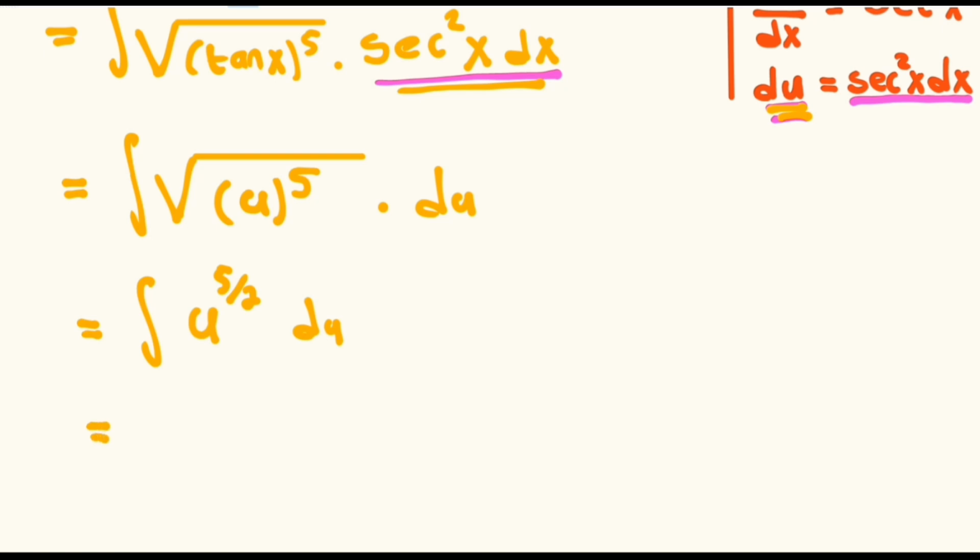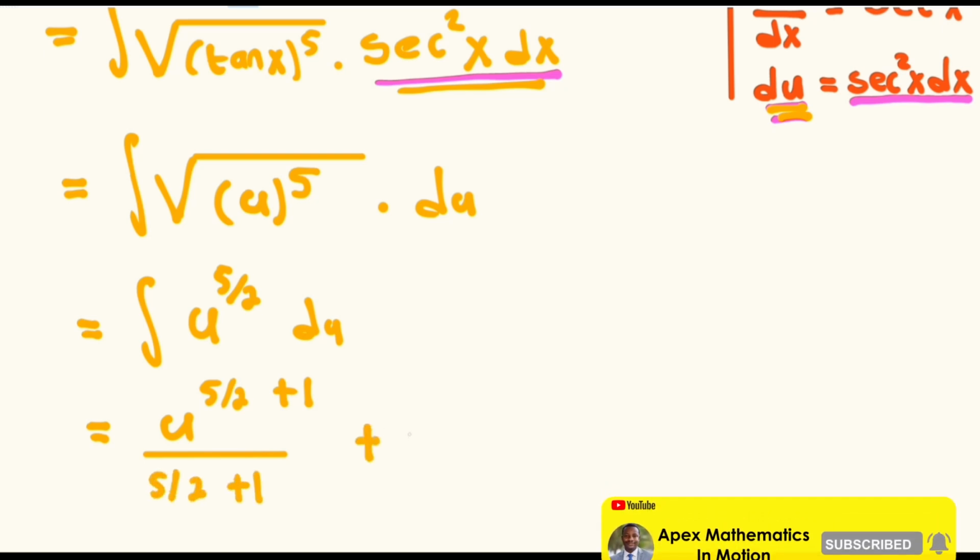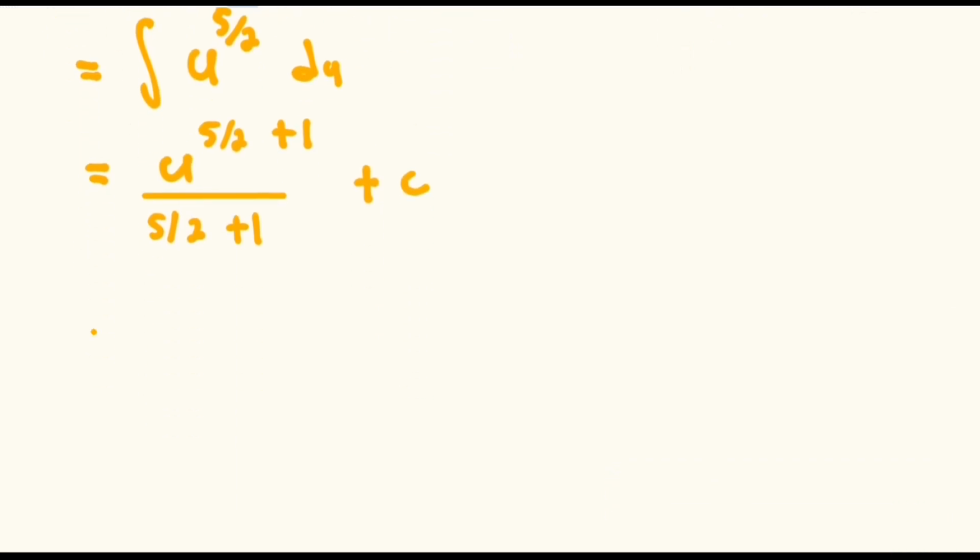Then the integral of u to the power 5 over 2 will be equal to u to the power 5 over 2 plus 1, divided by 5 over 2 plus 1, plus our constant c. We have u to the power 5 over 2 plus 1, which will be equal to 7 divided by 2. In the denominator, 5 over 2 plus 1 will be equal to 7 divided by 2, plus our constant c.